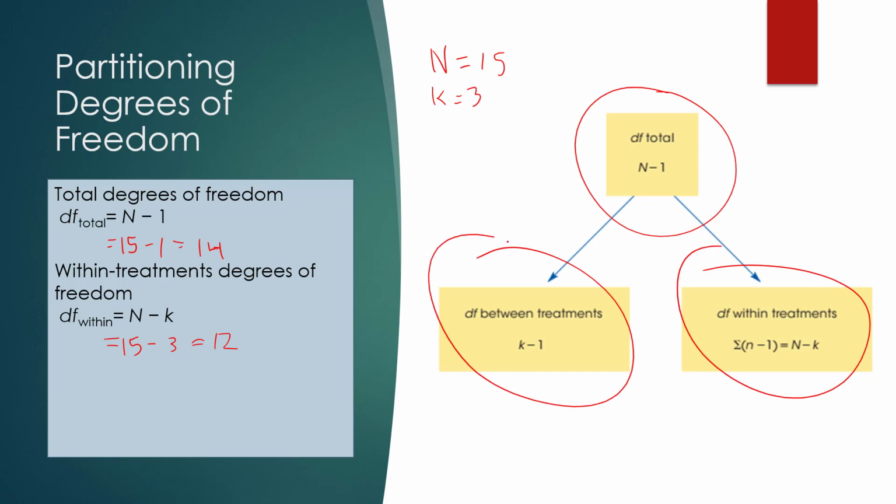Now to do our between treatments degrees of freedom, we take K, which is the number of groups, and we subtract 1. So we know that we had 3 treatment groups, we subtract 1, and for analysis of variance with 3 levels, we're going to have a between degrees of freedom of 2.